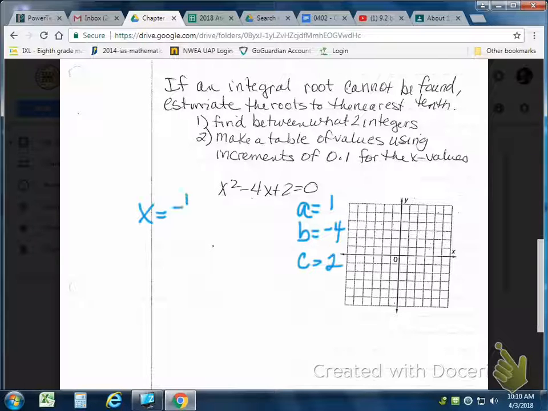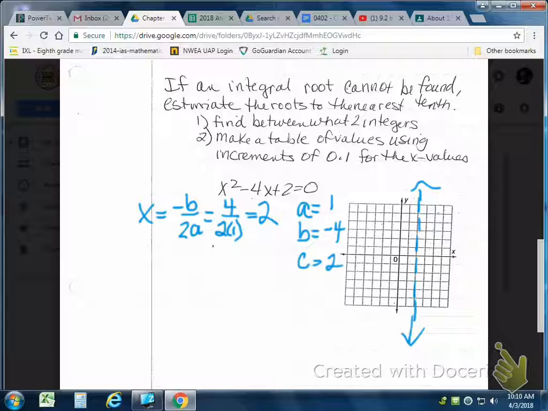X equals -b over 2a. So -4 is what? 4. 4 over 2 times 1. So 4 over 2, 2. So my axis of symmetry is at 2. And that's where I would have it graphed in there.